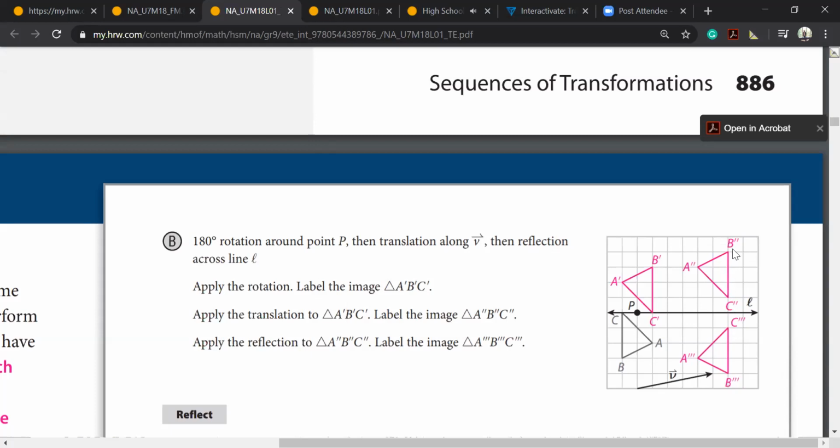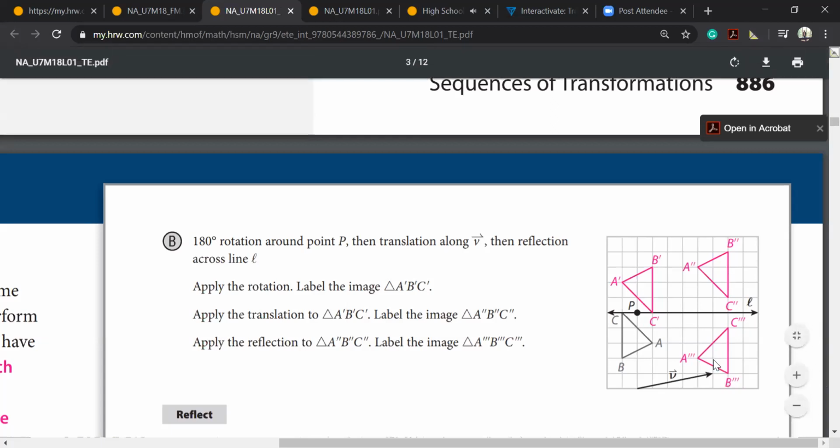Or even you can count the squares. In here it is 1, 2, 3, 4. So down it should be 1, 2, 3, 4, and the B triple prime is here. For A it's 1, 2, 3. So it's 1, 2, 3. I found A triple prime. So what happened? My triangle first was rotated 180 degrees, and then it was translated, and then it was reflected across line L. This is called a sequence of transformations.